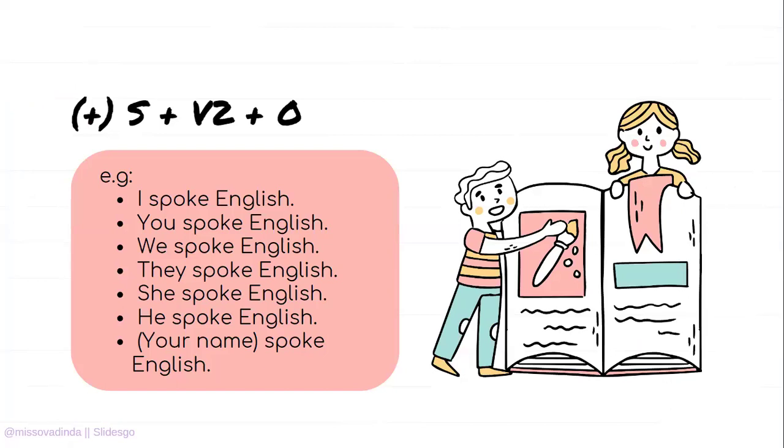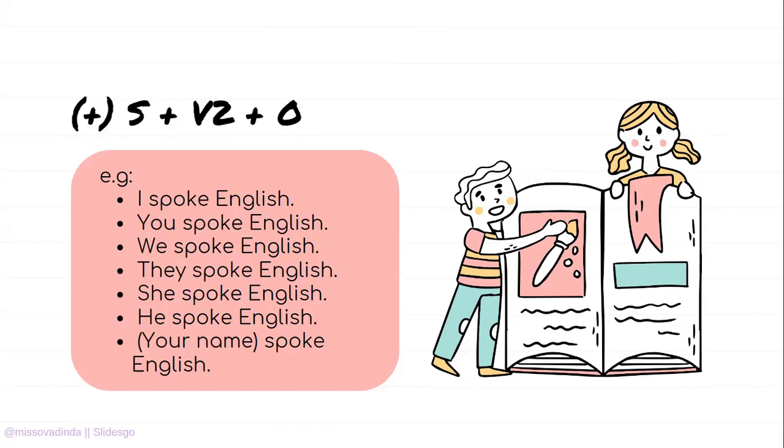Let's move to the structure. The positive structure starts with the subject. Do you know what the subjects are? I, you, we, they, he, she, it. It can be singular or plural, your name, your mom, your dad. The main point is whether it is singular or plural. The subject must be followed by verb 2 and then the object. Here are the examples.